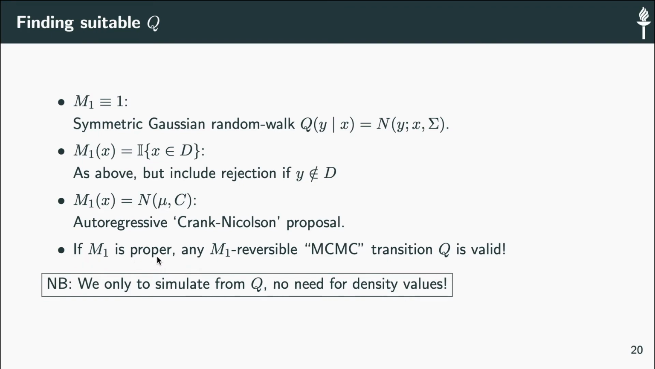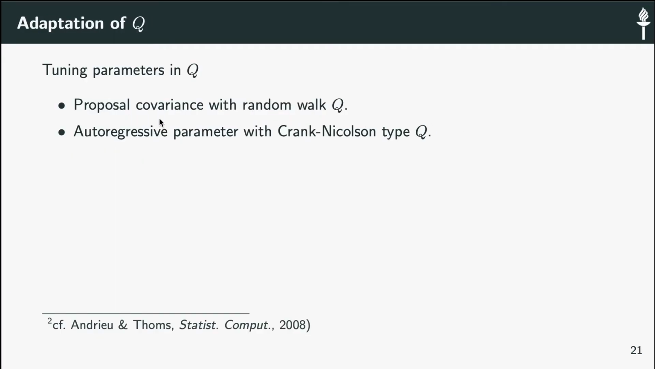And indeed, if M1 is a proper probability distribution, we can apply any M1-reversible MCMC transition. And we can really do this because we only need to be able to simulate from Q, not any density values or anything like that. These proposals are rather general, but they do have tuning parameters. So in the random walk case, we would have a proposal covariance, and in the Crank-Nicolson type case, an autoregressive parameter. So let's think about the covariance.